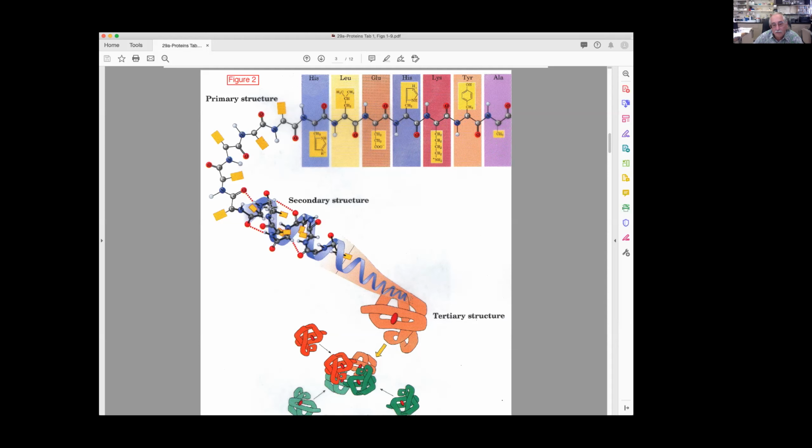And there's really only 3 types of secondary structure. I know textbooks sometimes make it very complicated, but there's only 3 types. There's alpha helix, which they're trying to show here. There's beta pleated sheet. And then there's anything that isn't one of those 2, which we call random. While the primary structure determines the secondary structure, the secondary structure determines the tertiary structure.